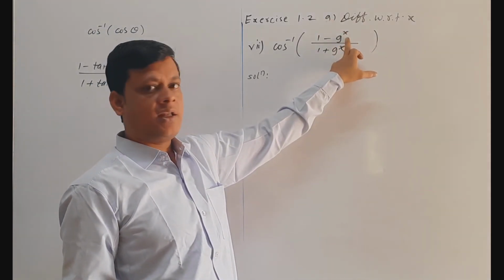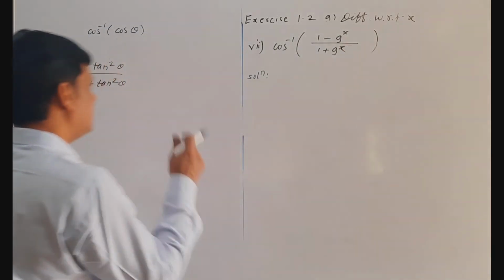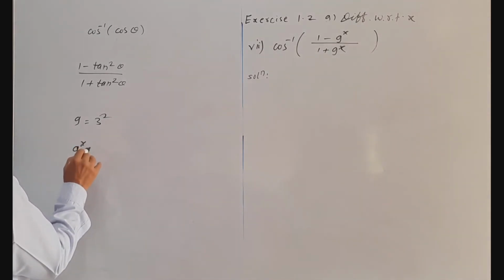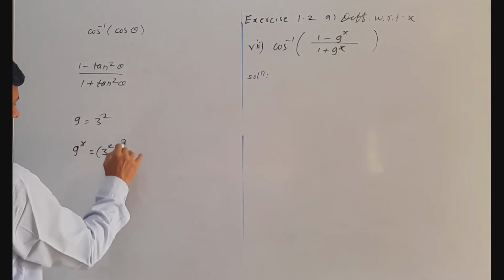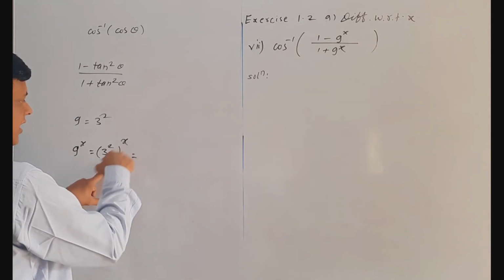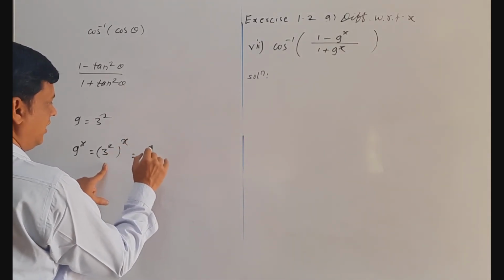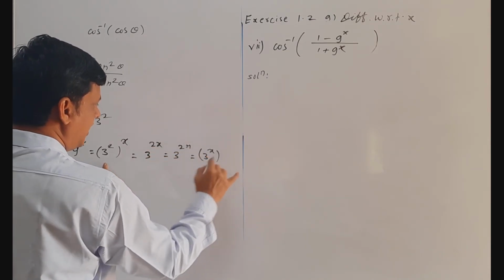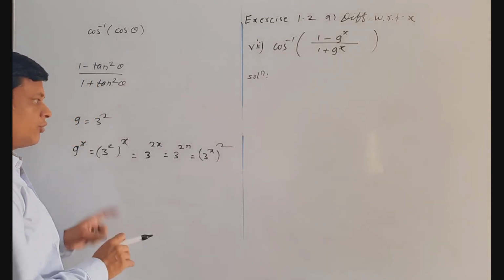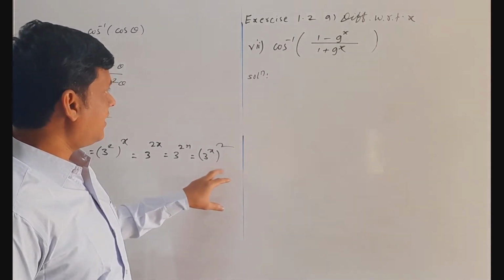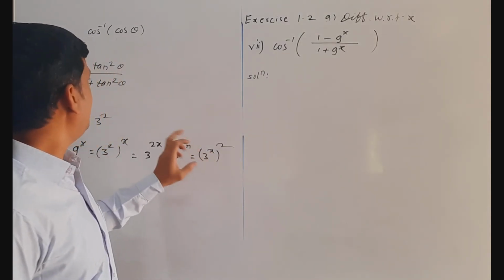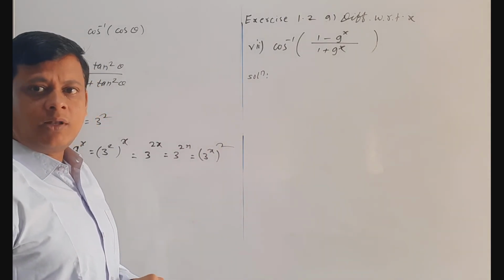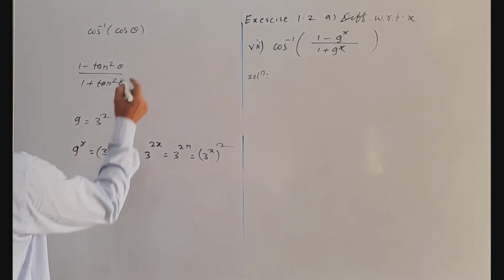Now we observe this 9, which is the square of 3. So we write this 9 as 3 square. So we write 9 raised to the power x as 3 square raised to the power x. That means we interchange the powers, because we write 3 raised to the power 2x as 3 into 2x, that means 3 raised to the power x its square. So from this we get the idea that this 3 raised to the power x can be written as tan theta. So we get here 1 minus tan square theta upon 1 plus tan square theta, that is the formula for cos 2 theta.